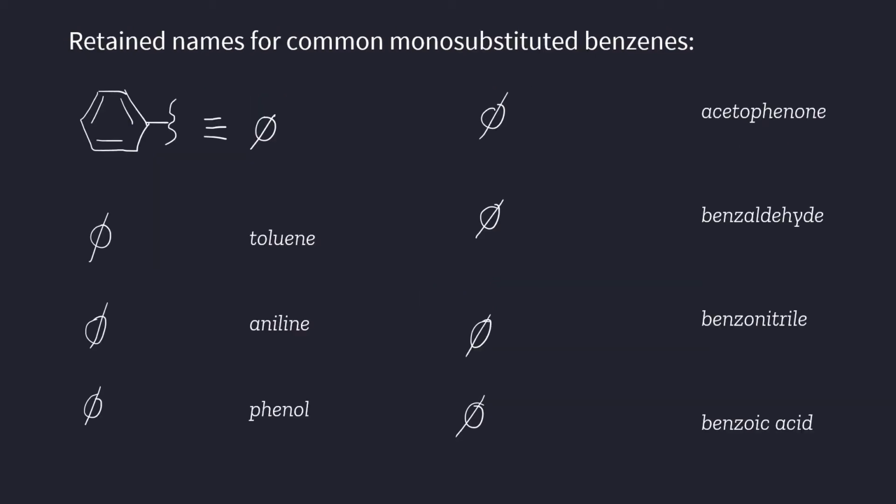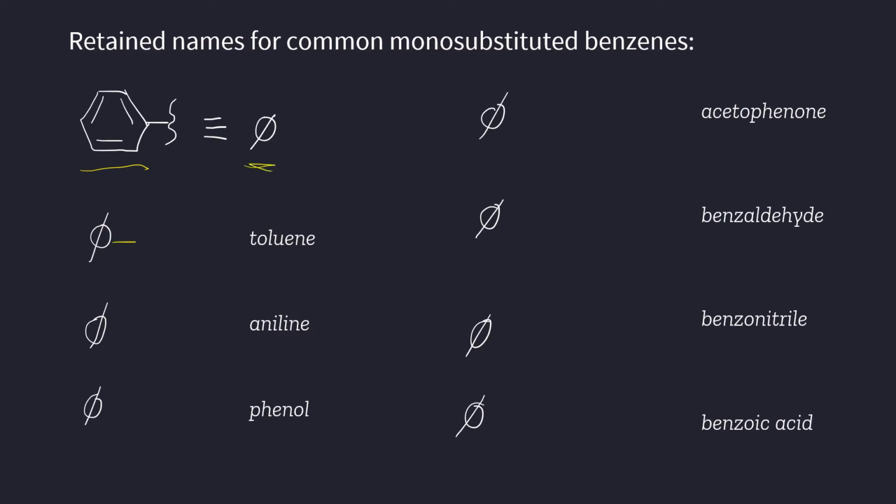When naming derivatives of benzene, we have to remember the common names of some monosubstituted benzenes and use these common names as the parent name of our aromatic compound. Now here are some common names of some monosubstituted benzenes that have been retained by the IUPAC as the preferred name of the compound. I like to use a shortcut for drawing the benzene ring, using this null symbol to represent the benzene ring.